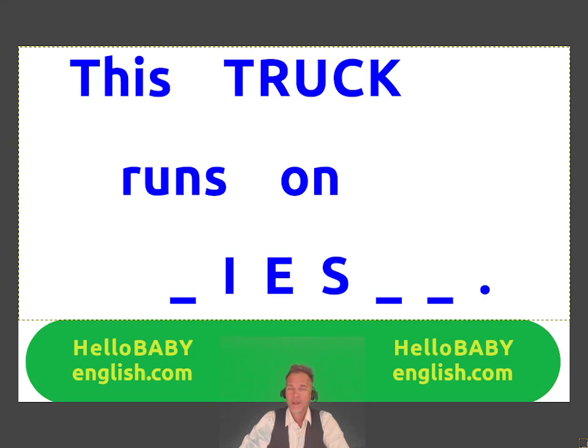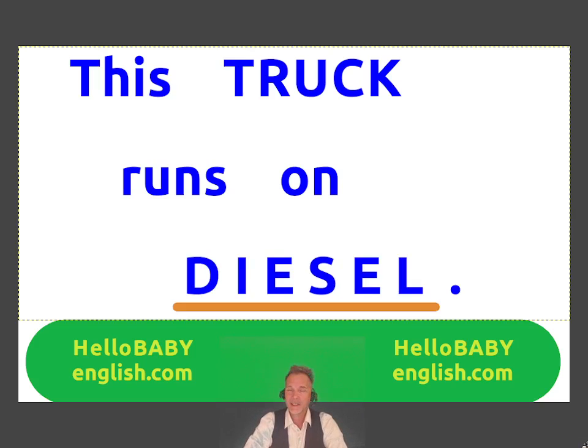This truck runs on... This means this truck is powered by. The answer is a kind of fuel, similar to gasoline, but not gasoline. And the last letter is an L. Diesel. This truck runs on diesel. Uncountable.